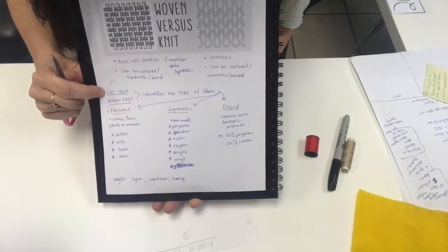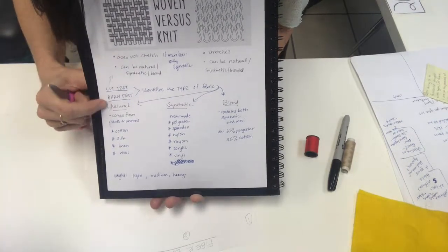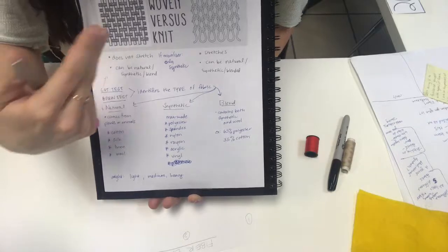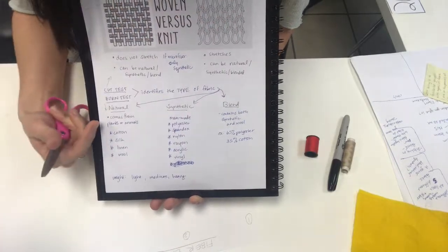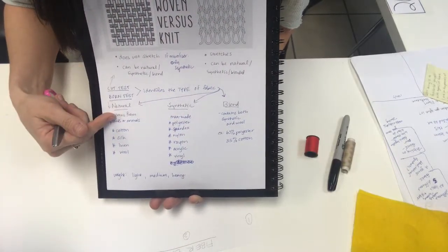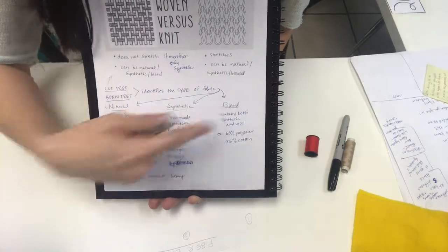So you're going to be testing with a cut test and also with the burn test, because not only are you going to be identifying are they woven or knit, you're also going to be identifying are they natural, are they synthetic, or are they a blend, okay?